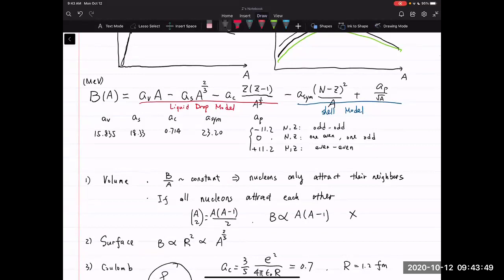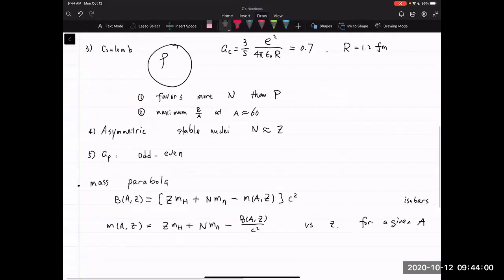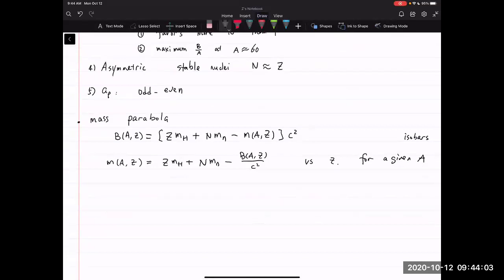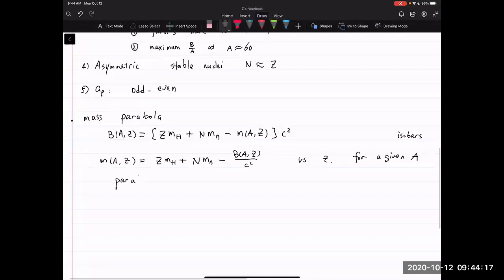So overall, B as a function of Z is a parabola. B is proportional to Z squared. We'll also have linear terms, but the highest order is Z squared. Then if you put it in this equation, the first term is proportional to Z, so still a linear term, and the second term is constant. So overall, this shape is a parabola. That's why we call this the mass parabola. So for a given A, if you plot the mass as a function of Z, we're going to get a parabola.